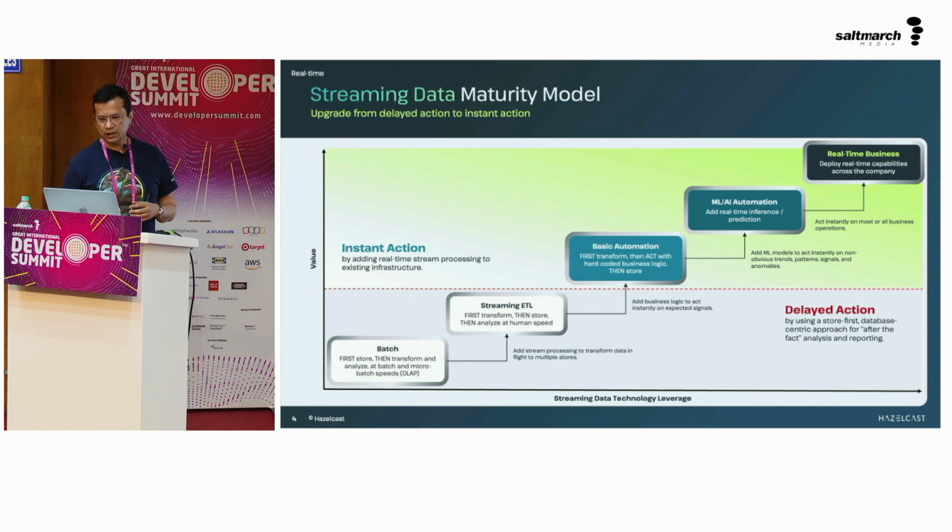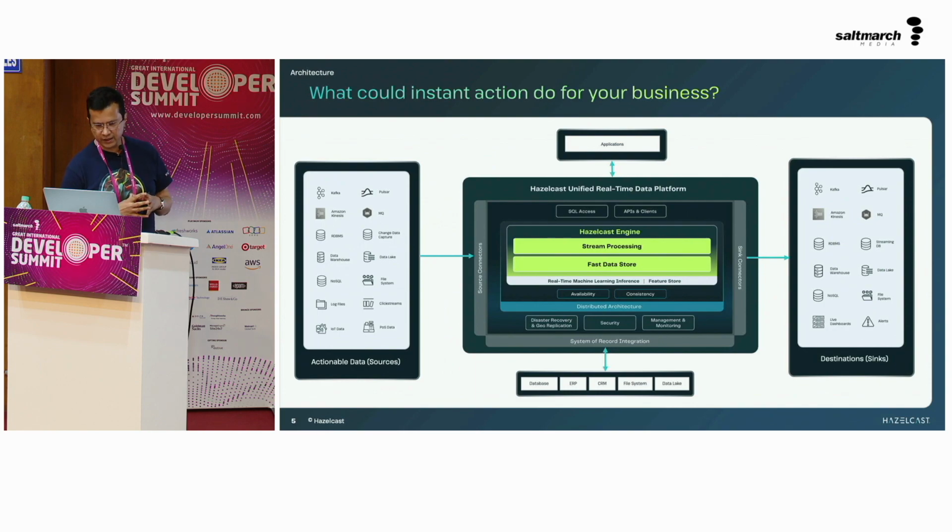So this slide basically talks about what Hazelcast is made up of. Now, we like to call ourselves a unified real-time data platform. Why do we call ourselves a unified real-time data platform? One is, everyone knows us, or at least those who do know us, know us as a cache. So we are a fast data store. Yes, we are a very fast data store.